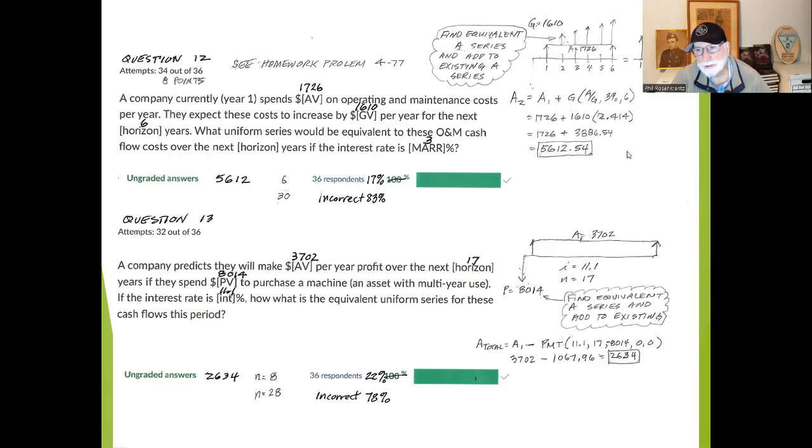Now, there's another way you can do this problem, and that is just find the present value for each one of these 6 years, add them together, and then find the uniform series. That's kind of a brute force method. Well, 6 people got this right, and 30 people missed it. You didn't have this exact same question on your homework, but you had the similar calculations in the book example and on the lecture.